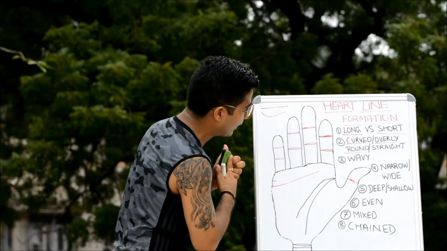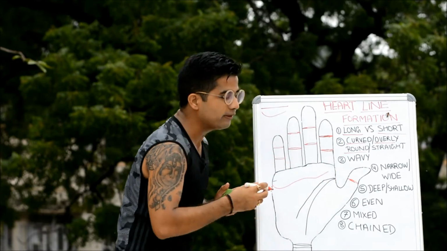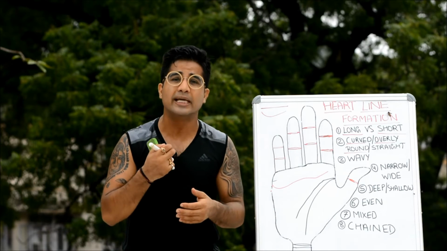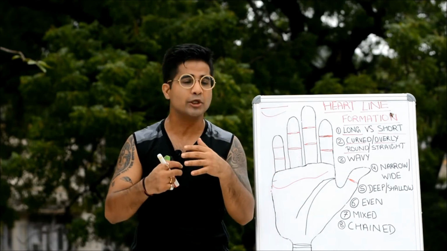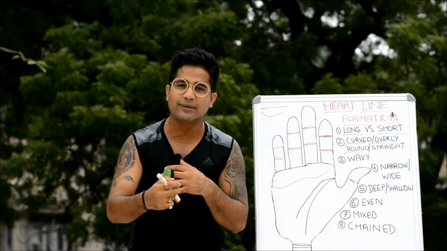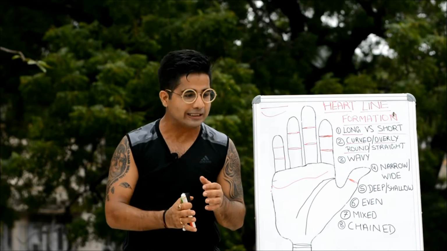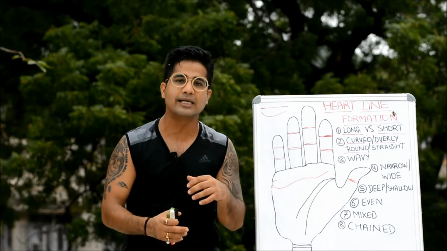Next is, when you'll find the heart line to be wavy, something like this. A wavy heart line tells about someone being unpredictable, inconsistent in matters of the heart. At one point of time, the same person is making long commitments and showering too much affection and care on you, and the very next moment, or the very next day or next week, that person has ignored you to your face.